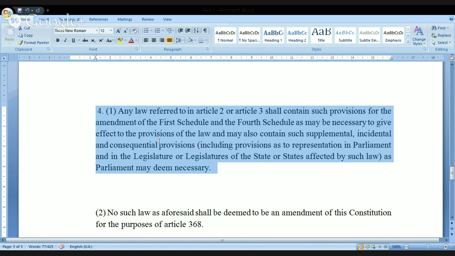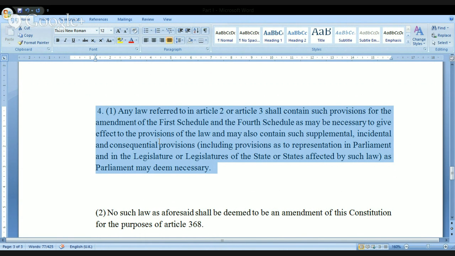In a similar manner, the Fourth Schedule talks about the allocation of seats in Rajya Sabha from the states. Every state is represented in the Rajya Sabha, and how many seats should be allocated for each state in the Rajya Sabha is mentioned in Schedule number 4. So accordingly, you are making the changes in this law.